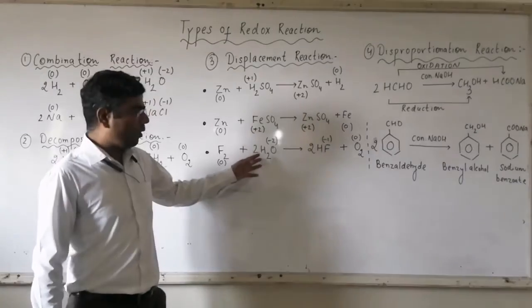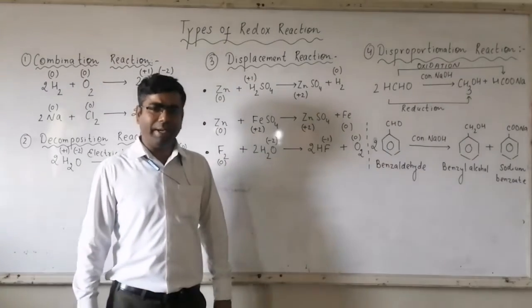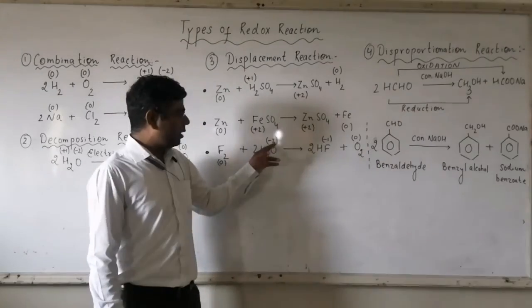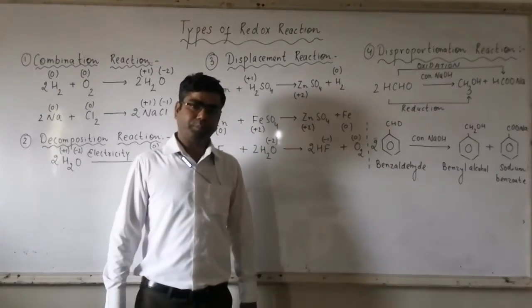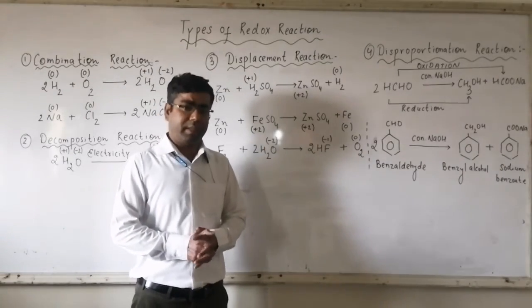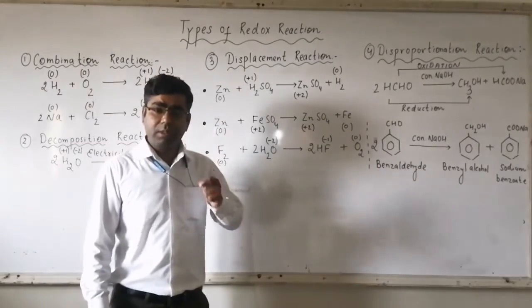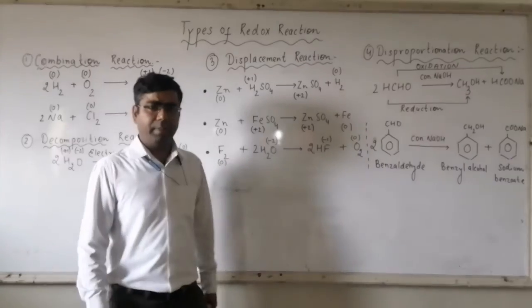And when H2O gets converted to O2, let us see the change in oxidation state. -2 state gets converted to 0. So -2 to 0 is increase in oxidation state. So when H2O gets converted to O2, this is called oxidation of oxygen.